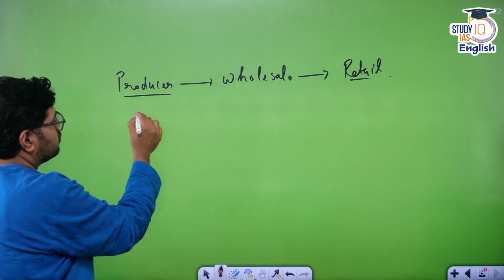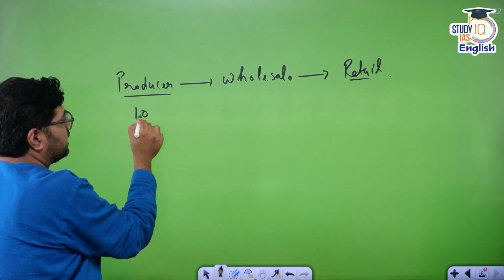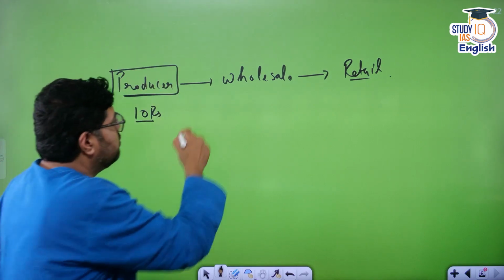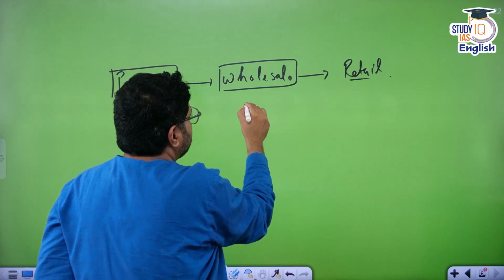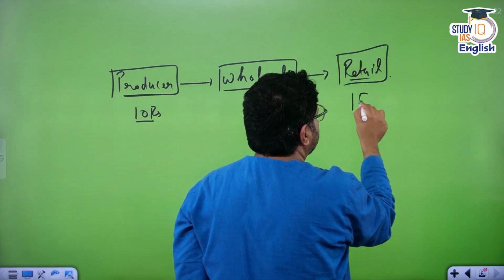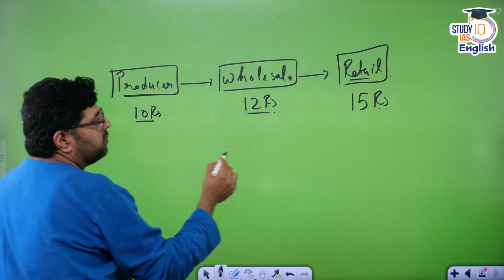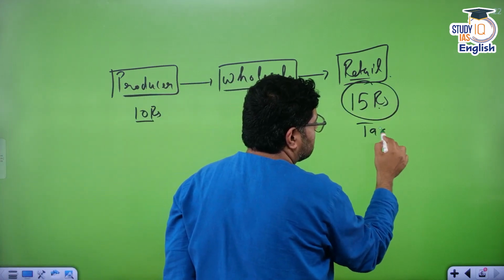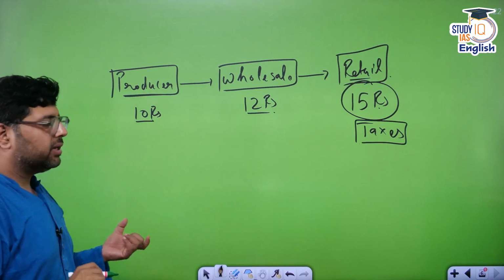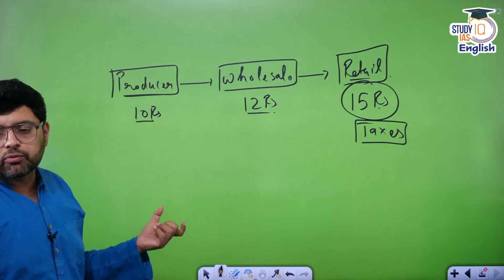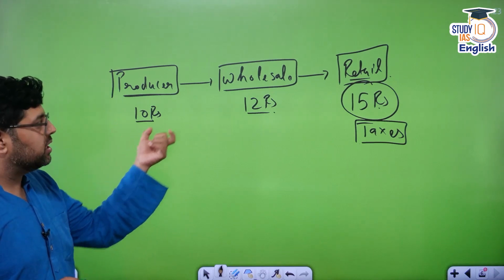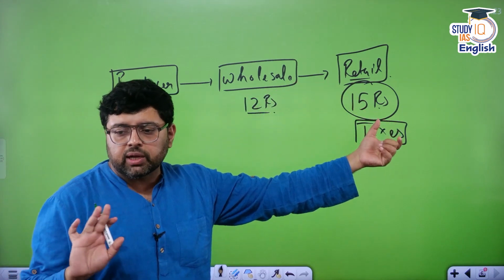Suppose there is a product. If the producer is selling at 10 rupees to the wholesaler, we can say that at producer level the price is 10 rupees. At wholesale level the price is, for example, 12 rupees, and at retail level the price is, for example, 15 rupees. At the retail level taxes are included, but at the other levels taxes are not included. So I have to check at what level inflation is occurring. You can easily compare the prices and identify whether inflation is at producer, wholesale or retail level.